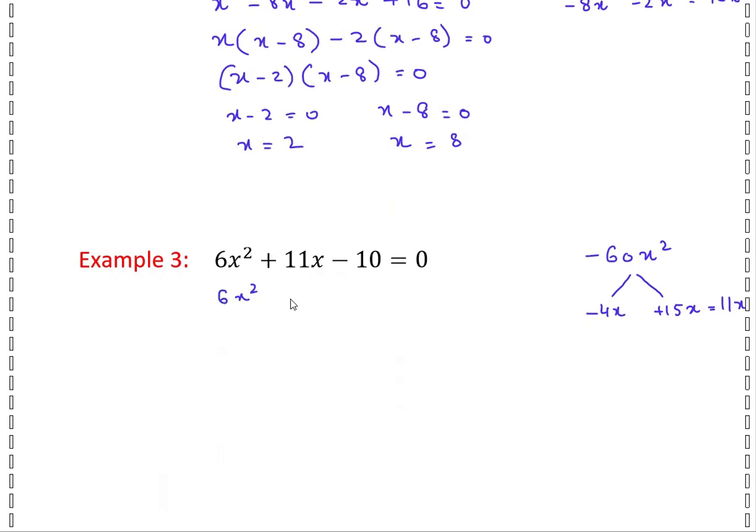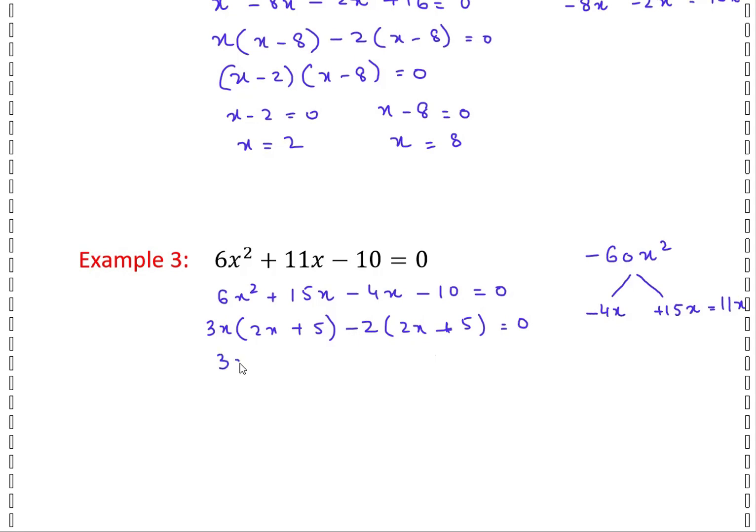6x squared plus 15x minus 4x minus 10 is equal to 0. We cannot take 6 as common, so we will see which is common in these two numbers. The common factor is 3, so we will take 3x as common. 2x plus 5, minus 2, 2x plus 5 is equal to 0. Whenever we take minus sign as common, then this sign is to be changed.